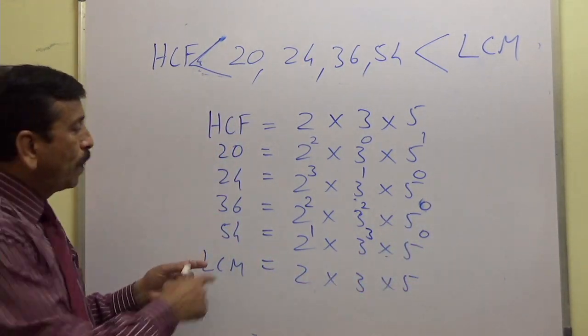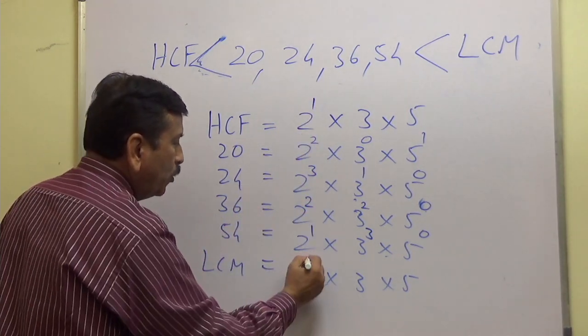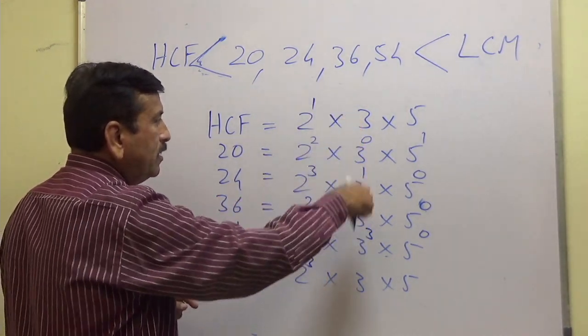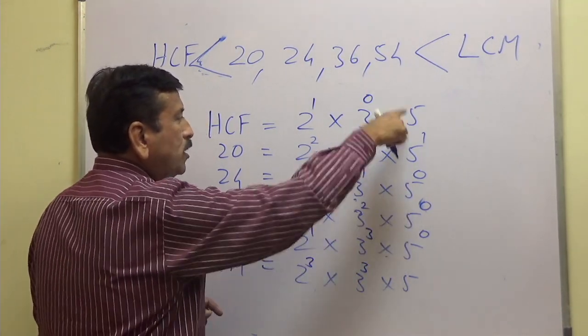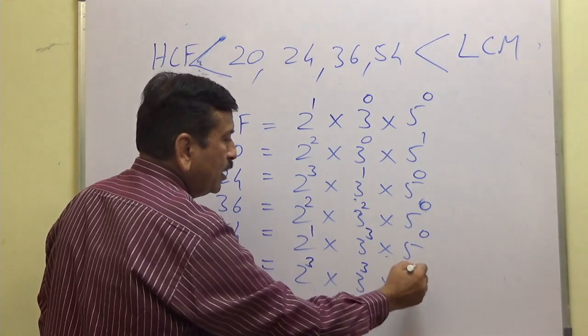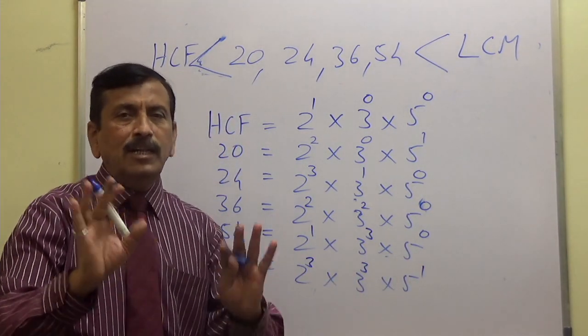Now what we do, the lowest in this I put in HCF, the highest in this I put here. The lowest in this I put here, the highest in this I put here. The lowest power I will put here, the highest power I will put here. Over? Understood the procedure and understood the concept.